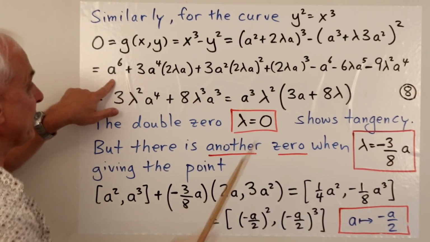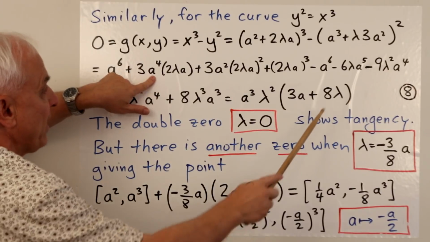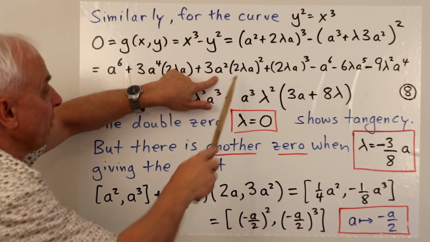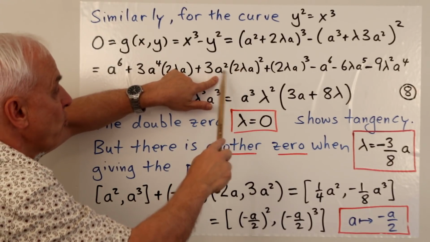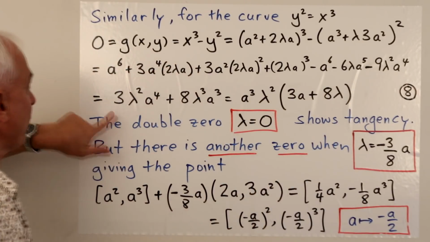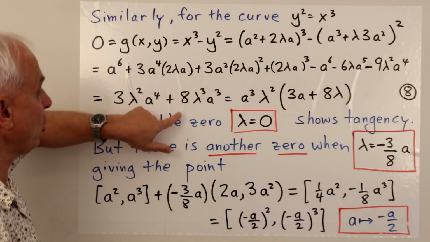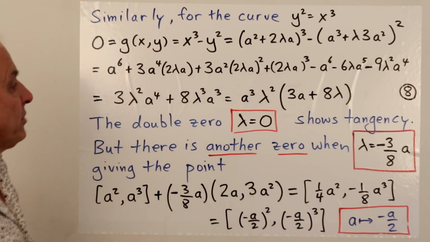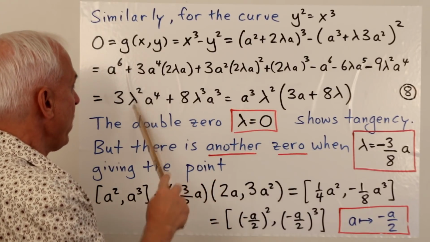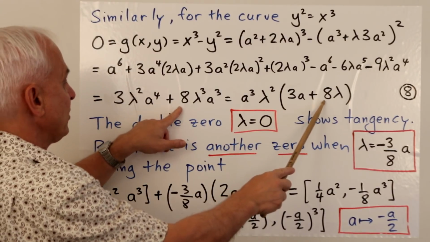What do we get? The a to the 6 cancel. Here there's 6 lambda a to the 5th. That cancels with that one. Here there's a to the 4th. How many? There's lambda. There's 3 times 2 squared. That's 12. And here's minus 9 lambda squared a to the 4th. So a total of 3 lambda squared a to the 4th. And finally, 2 lambda a all cubed, which is 8 lambda cubed a cubed. Common factor of a cubed comes out. Common factor of lambda squared comes out. And we're left with 3a here plus 8 lambda here.